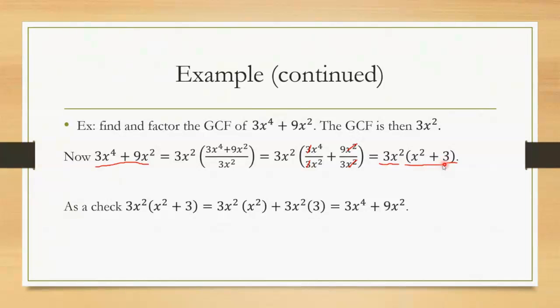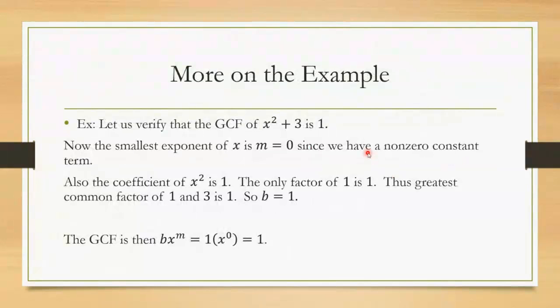The GCF of this, you would get 1. In other words, the only common factor among x squared and 3 here is 1. That's going to happen when you factor out the GCF. That's why it's also called the greatest common factor. What's left over, there's only a common factor of 1. And that's really what I'm saying here.